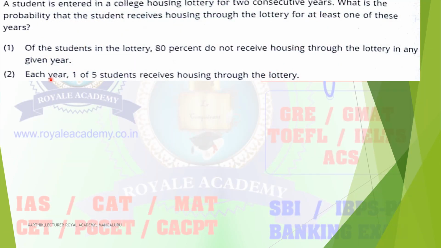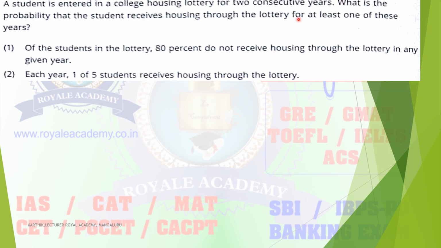A student is entered in a college housing lottery for 2 consecutive years. What is the probability that the student receives housing through the lottery for at least one of these years? You have to determine from which statement alone you can answer the question. The first statement tells that of the students in the lottery, 80% do not receive housing through the lottery in any given year.